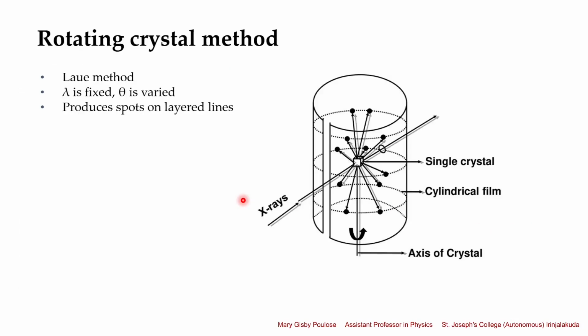Now the next method is the rotating crystal method. It is again called the Laue method. Here the X-ray beam is fixed, but the sample is continuously rotated. The detector is not rotated here. The detector is fixed, but the sample is continuously rotated. And while the sample is rotated, we get different spots emerging from it, and these spots can be measured either on a photographic plate as shown here or in an ionization chamber.